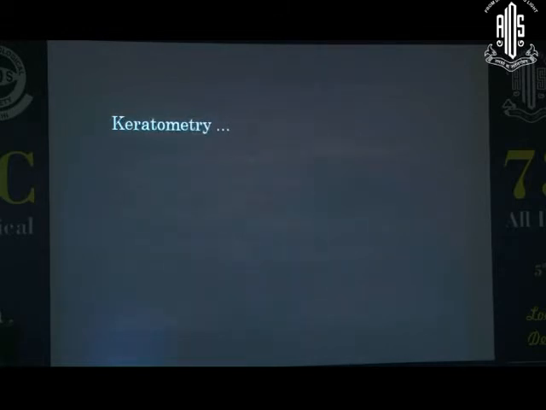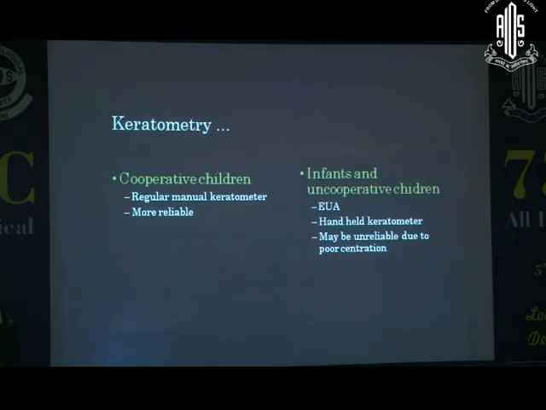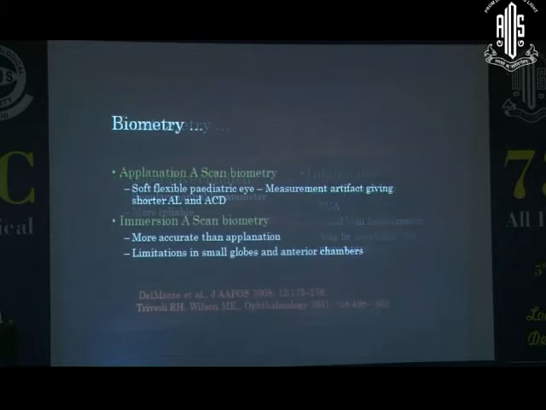This method is difficult. So keratometry, how do we calculate? For very cooperative children above 3 years, 3 to 4 years, many children cooperate for a regular manual keratometer. It is more reliable because fixation is better. But very often we may have to resort to a technique under anesthesia for infants and uncooperative children, like less than 3 or 4 years. This is the handheld keratometer, which may be unreliable due to poor centration because there is no fixation here.